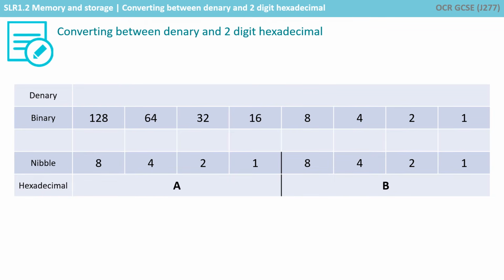So what about if you get asked to go the other way? If you get given a hexadecimal number and you're asked to put it into binary or denary? Well, again, if you get told to put it into denary, just work through binary first. So it's quite a straightforward process.